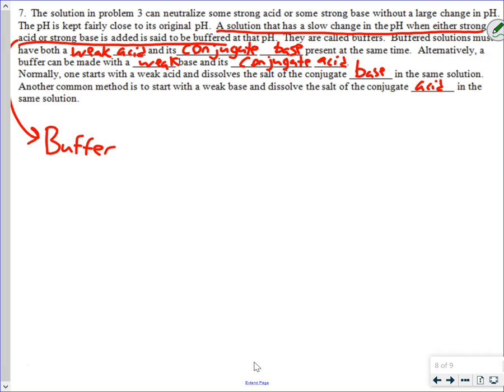So recapping 3.01, essentially, in order to get a buffer, you need a weak acid and its conjugate base both in solution at the same time. Or you could also make a buffer with a weak base and its conjugate acid in solution at the same time. And the purpose of buffers, or what they do, is they resist change in pH. Okay, so when you add a strong acid or a strong base to a buffer, it's supposed to be able to neutralize that strong acid or strong base and keep its pH very close to where it started.